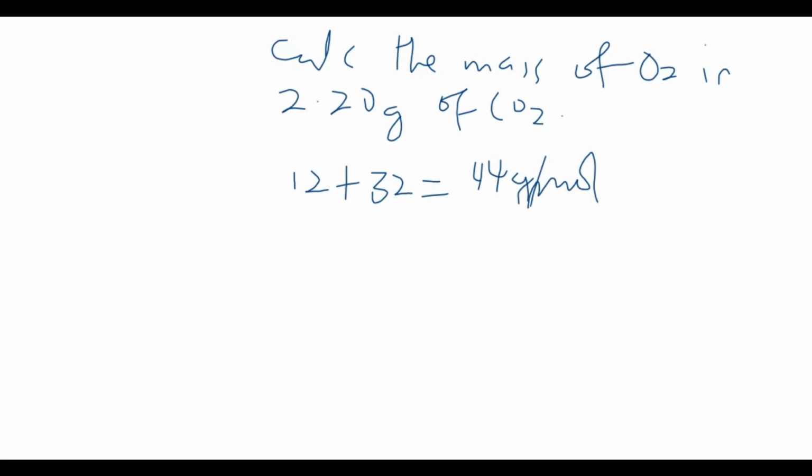Now the mass of carbon in that is 12 on 44, or as a fraction 12 on 44, and that for oxygen is 32 on 44. Okay, so this is by far what we know. So how can we relate this to that of 2.20 grams?